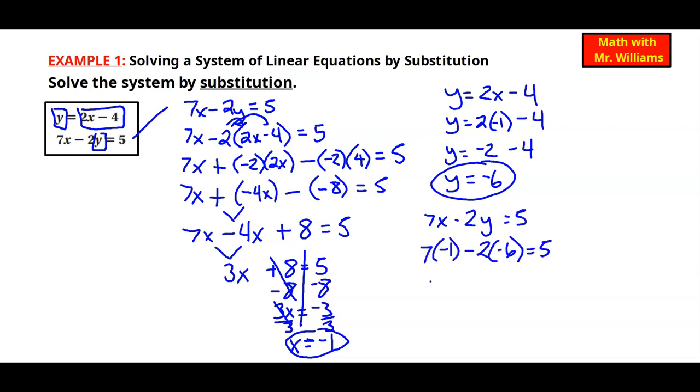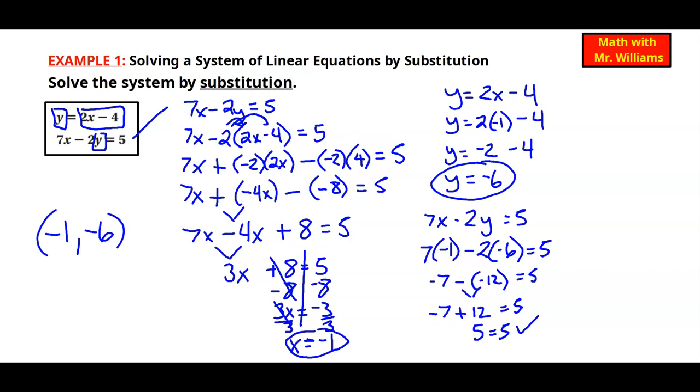7 times negative 1 will get us a negative 7. Minus 2 times negative 6 is a negative 12. If we think of getting rid of our double negative here, we're going to add the opposite. Negative 7 plus 12 will get us 5 equals 5, and so it does check. So our answer in this case is negative 1, negative 6 for our solution.